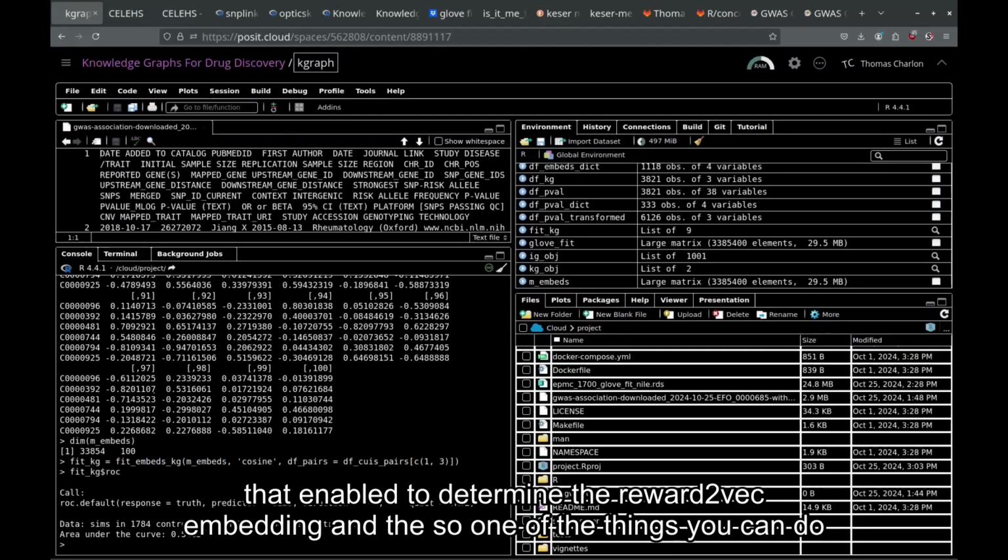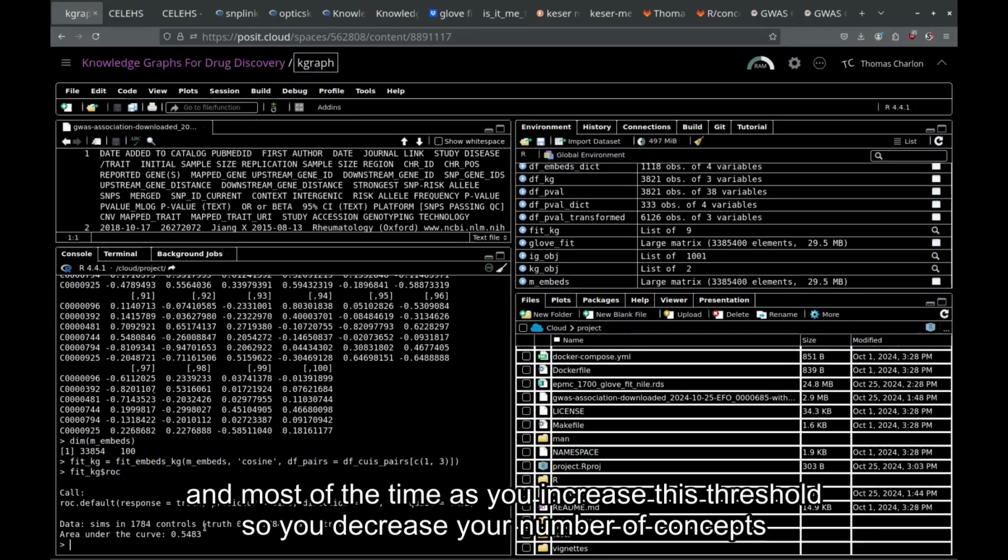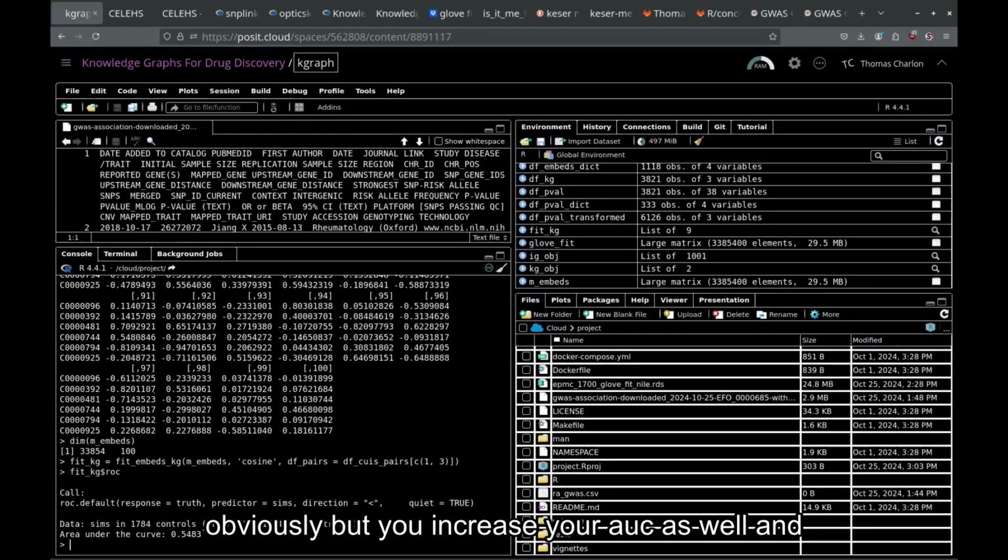And so one of the things you can do that would improve your area under the curve is to subset to only terms that appear 10 times. And most of the time, as you increase this threshold, you decrease your number of concepts, obviously, but you increase your AUC as well.